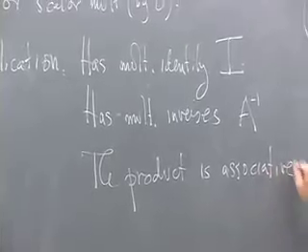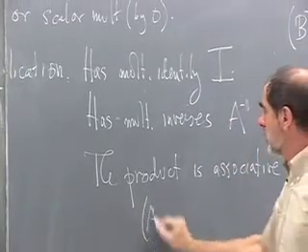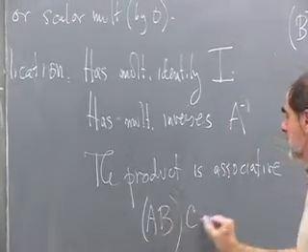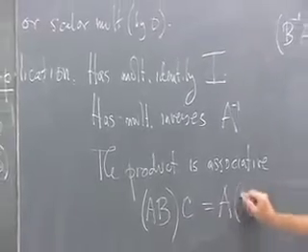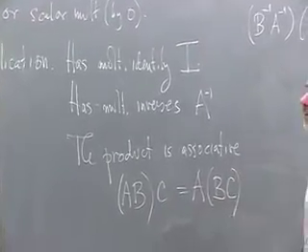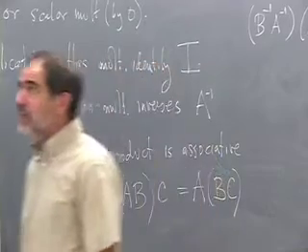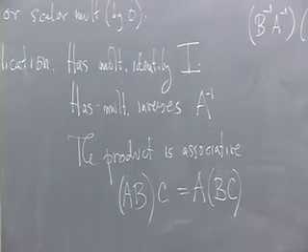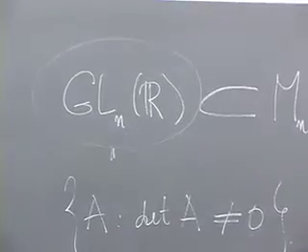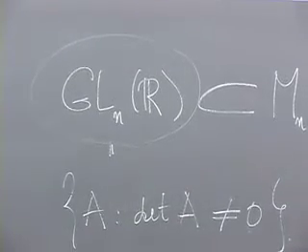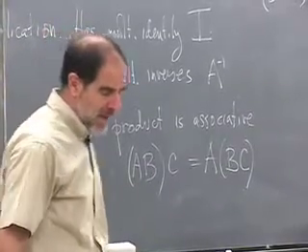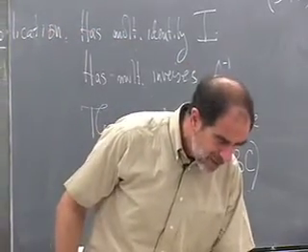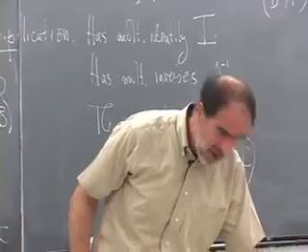Because that was true of the product on the larger set of matrices, AB times C is A times BC. So we have 4 properties of this subset of the set of matrices. It has a multiplication law. The multiplication law is associative. There's an identity element, and there's an inverse for every element. And those properties make up the properties of what we call a group.